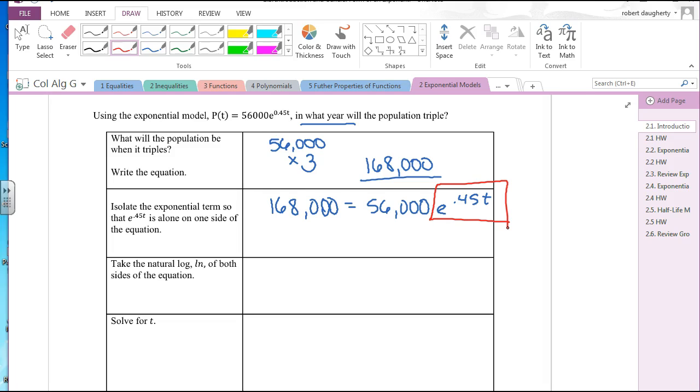What's in that red box needs to be all by itself. It's not by itself. What is it with? I understand. What's in the red box, I want that to be the only thing on the right side. It's not the only thing on the right side. How can I make it the only thing on the right side of the equation? Divide by what? 56,000. Okay.